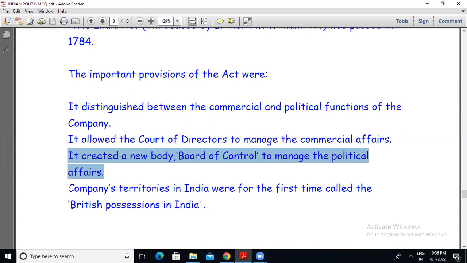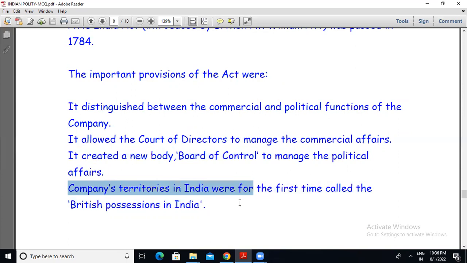The company's territories in India were for the first time called British possessions in India. This question may be asked: which act allowed the company's territories in India to be called British possessions in India? That is Pitt's India Act, 1784.